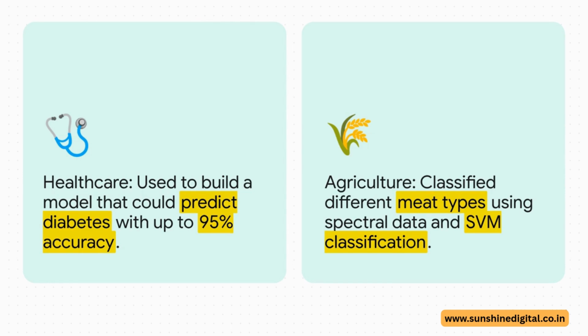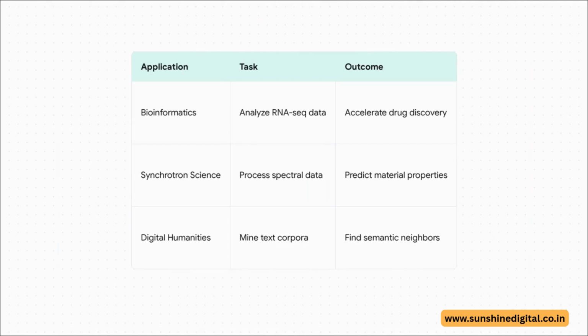For example, in healthcare, one study used Orange to build a model that could predict diabetes with 95% accuracy. And in agriculture, another project used it to classify different types of meat based on spectral data, a really important job for quality control. And this is where it gets really mind-blowing. Orange is being used at the absolute cutting edge of science. We're talking about bioinformatics, where it's helping speed up drug discovery. At those giant synchrotrons, it's helping predict the properties of new materials. And in the humanities, it's digging through huge libraries of text to find hidden connections.